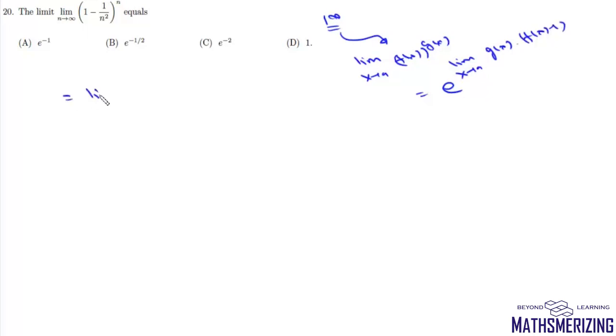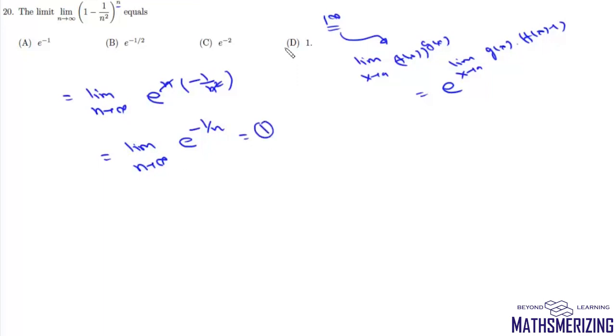So it'll be limit n tends to infinity e to the power, now g(x) is n, and then f(x) - 1. So 1 - 1/n² - 1 will be simply -1/n². So here n and n will cancel, and we'll get limit n tends to infinity e to the power -1/n. Now this is e to the power 0, and e to the power 0 is 1, and that's your option number D.